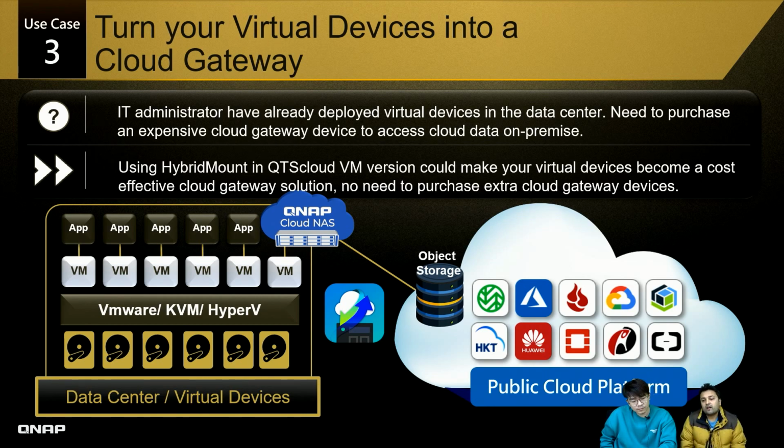So what we can do is deploy QTScloud in your data centers, and then use the hybrid mount application of QTScloud. Hybrid mount is like a freely available cloud gateway to all the major object storage and cloud storage platforms. You can just buy QTScloud, and hybrid mount comes with it. You can make 2 cloud gateways for free, and if you want more, you can pay for the license. So QTScloud can become a gateway to your off-site cloud storage. You don't need to purchase any extra cloud gateway devices or any extra software.